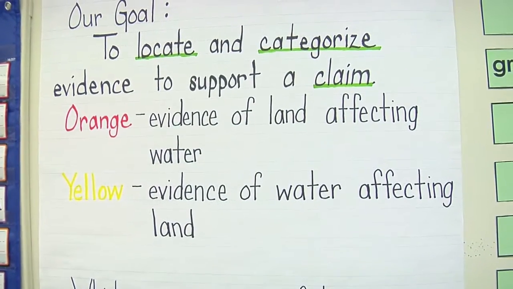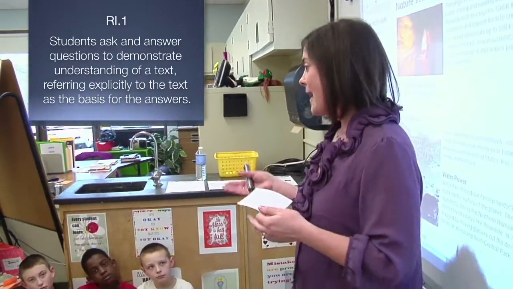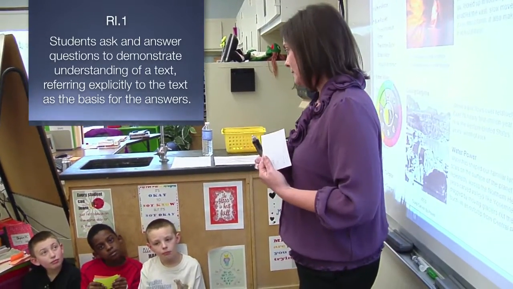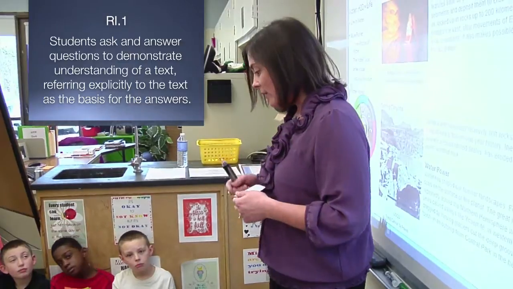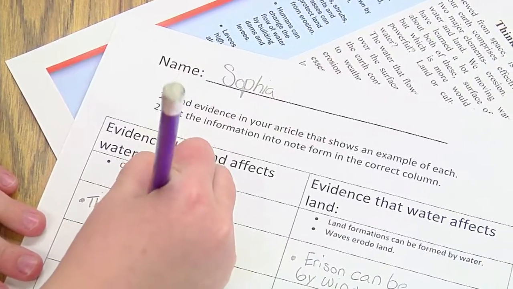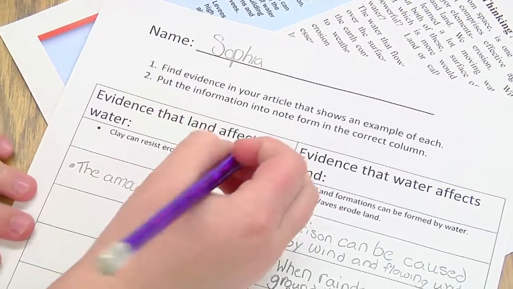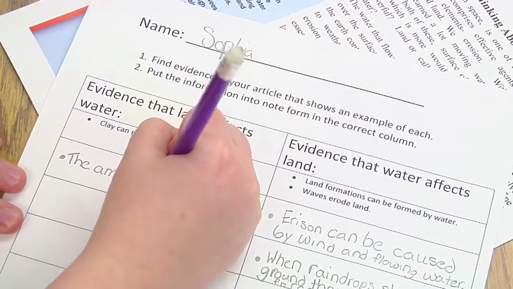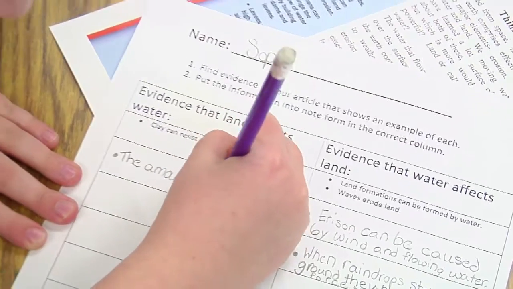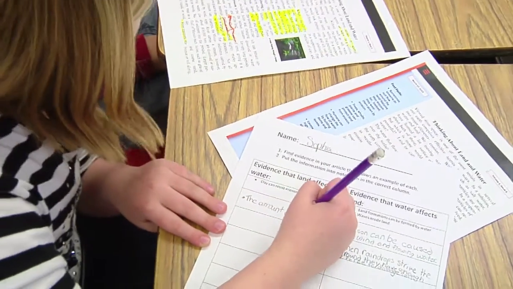So today you're going to actually have to take a stand. Which is more powerful, land or water? And then you have to be able to back it up. The objective of my lesson today was to be able to lift evidence from the text to support a claim, take that evidence and put it into written form. So they have to be able to categorize the evidence that they lifted so that they can use it in their writing to support their claim.